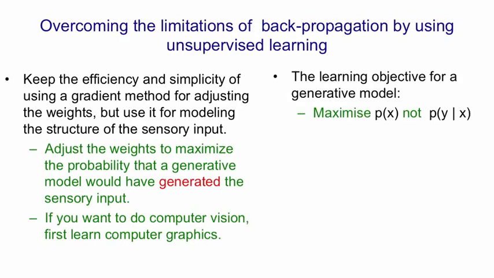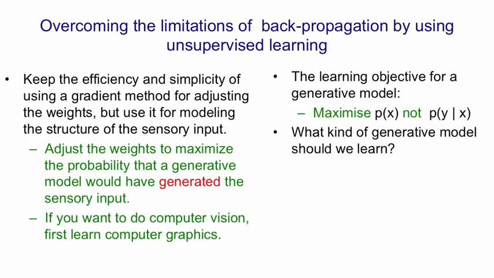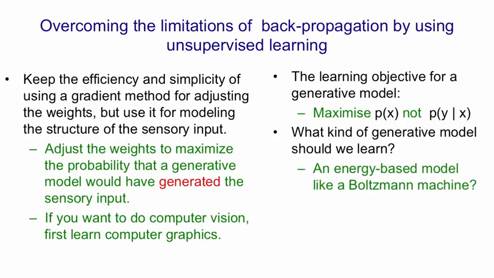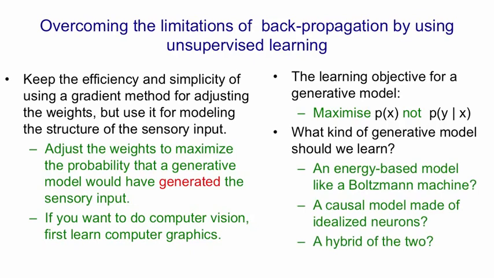The learning objective for a generative model, as we saw with Boltzmann machines, is to maximise the probability of the observed data, not to maximise the probability of labels given inputs. Then the question arises, what kind of generative model should we learn? We might learn an energy-based model like a Boltzmann machine, or we might learn a causal model made of idealized neurons, and that's what we'll look at first. Or finally, we might learn some kind of hybrid of the two, and that's where we'll end up.